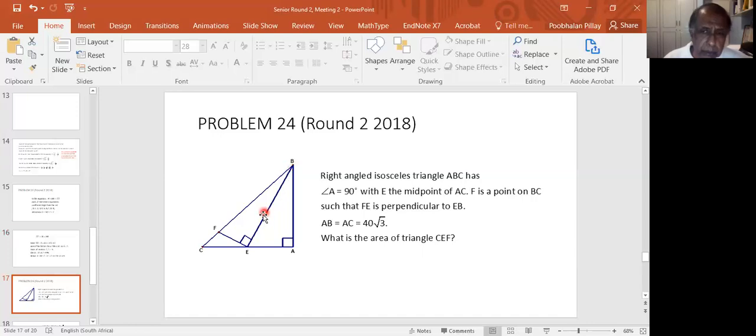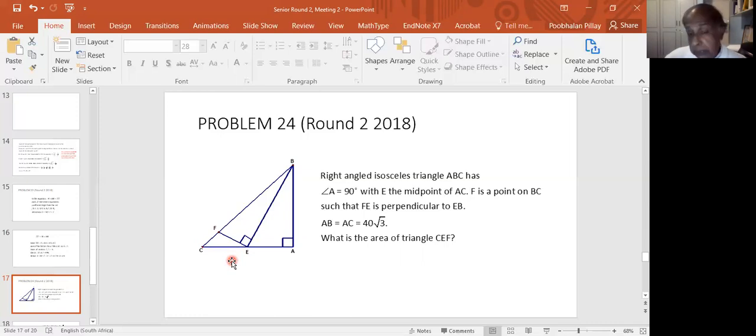So you join B and E and you drop a perpendicular. And where it meets the hypotenuse, that point is F. It's also given that AB equals AC equals 40 times root 3. So AB, AC, they are both equal, 40 times root 3. Bearing that in mind, what is the area of triangle CEF? The small triangle sitting here in the corner.